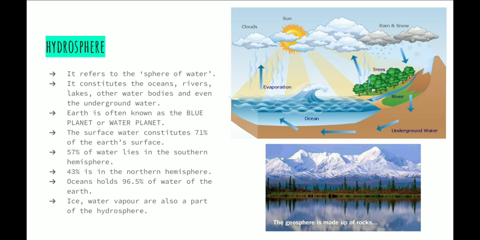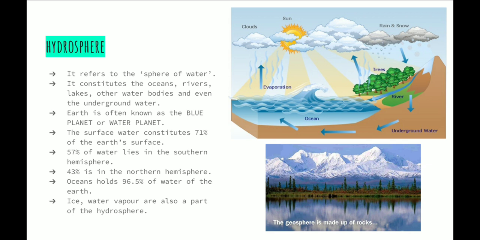The surface water constitutes 71% of the Earth's surface, out of which 57% of water lies in the southern hemisphere and 43% of the water lies in the northern hemisphere. This is because the northern hemisphere has more land compared to the southern hemisphere. It is important to know that even the underground water is a part of the hydrosphere. Another important part of the hydrosphere is the water cycle.